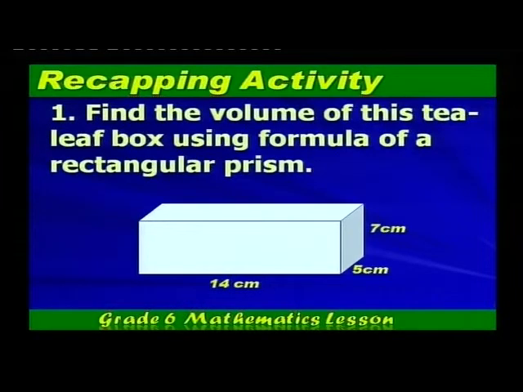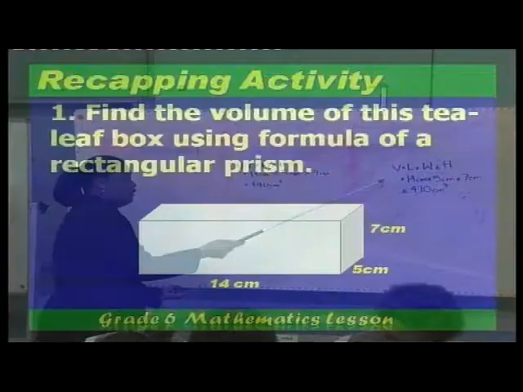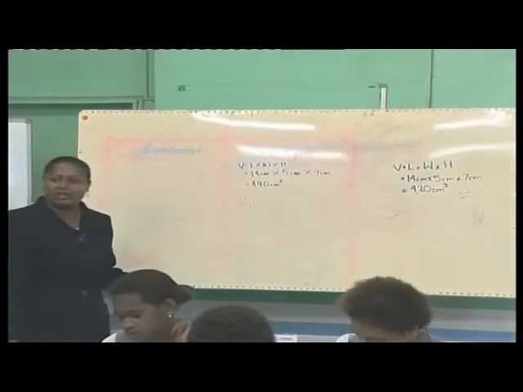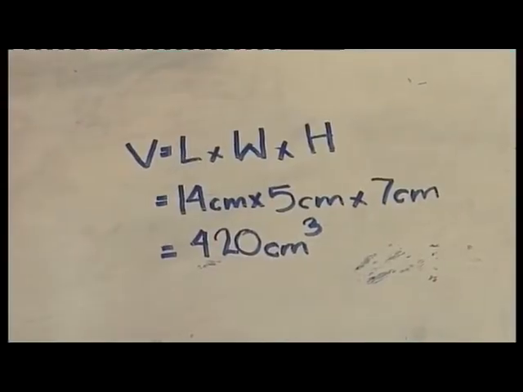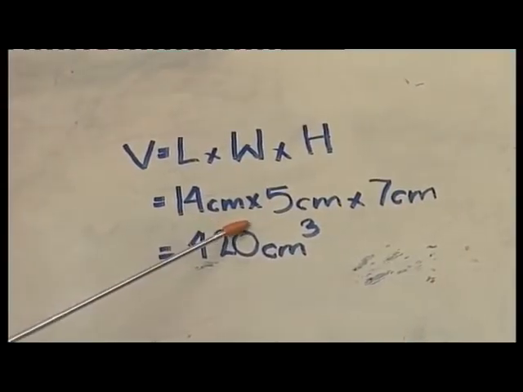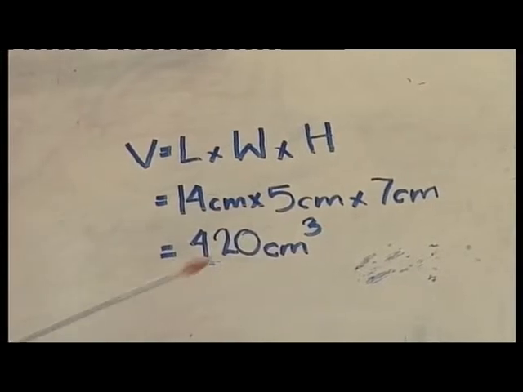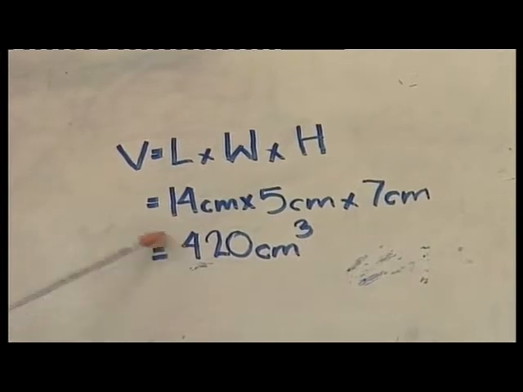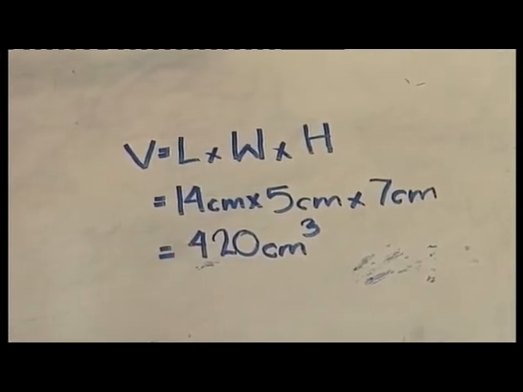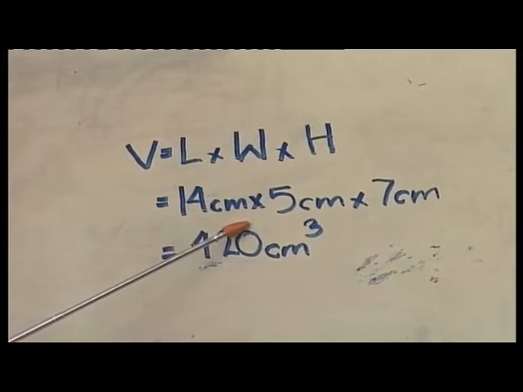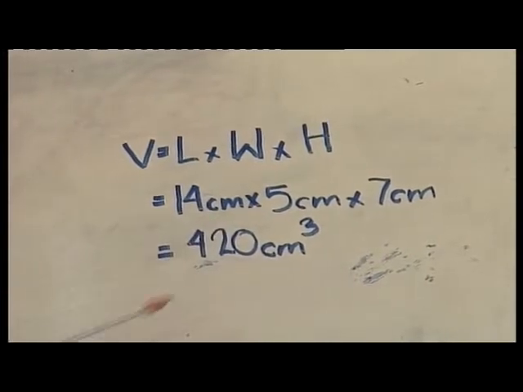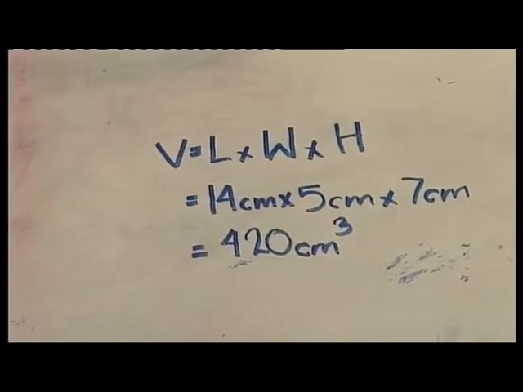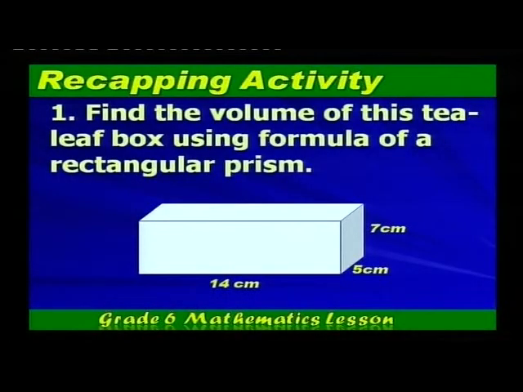All right, thank you. We'll go through the first working out. The formula for a rectangular prism is length times width times height, which is correct. Thank you, Michaeline. Then she has the length as 14 centimeters. We know that length is always the longer side of the shape. The shorter side will be known as width, which is 5 centimeters. And the height here we have 7 centimeters, which is correct.